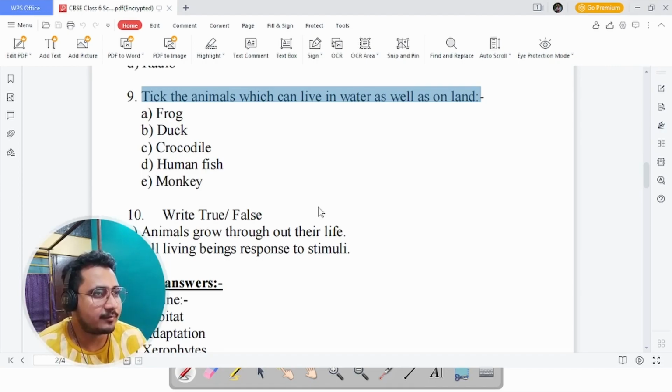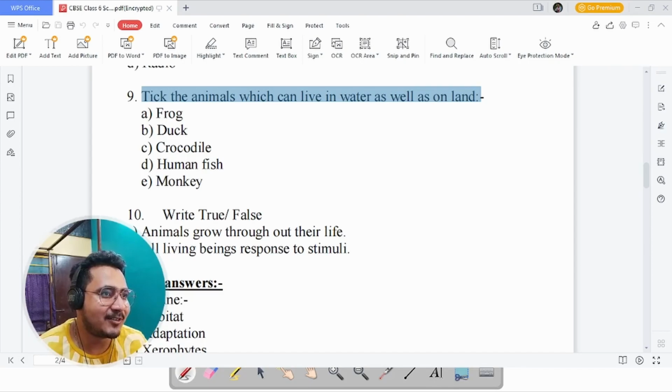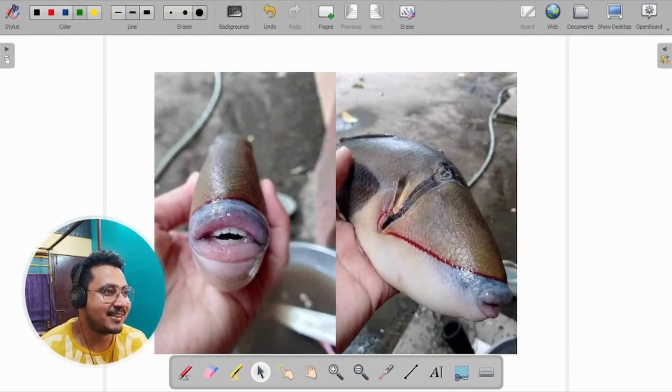Frog. Crocodile. What is the meaning of human fish? I also don't know what is human fish. Let me check that. Oh, a mermaid. No, mermaid is not real. It is something like a whale. Oh, it is a fish that has a human-like mouth. Let me show you an image of that. It's actually very scary. There you go. It is a human fish. It has a mouth and teeth like a human, right? But it is actually a fish.